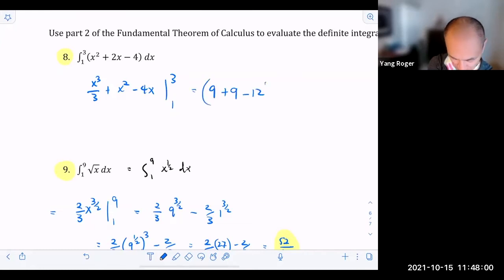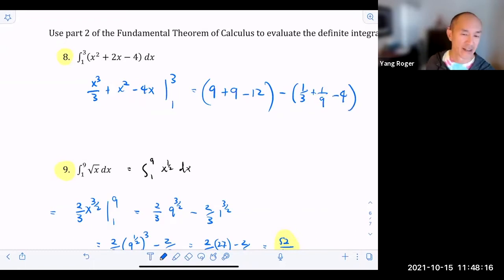And that's what you get when you plug in the 3. So I'm going to put that in parentheses. When you plug in a 1, you're going to get 1/3. You're going to get plus 1/9. And then you're going to get minus 4. And then you can simplify that to get a number. Is there any questions about that?